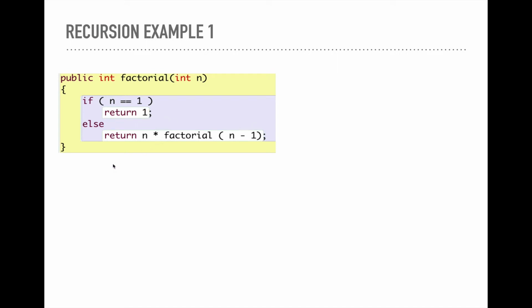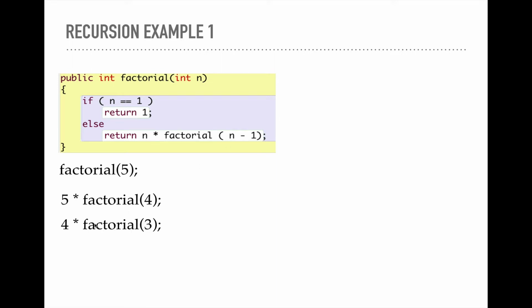Now let's look at how this method works. Factorial 5, it's going to check here. Does 5 equal 1? No. So it's going to return 5 times factorial of 4. And it's going to try to calculate factorial of 4. Does 4 equal 1? No. So it's going to return 4 times factorial 3.